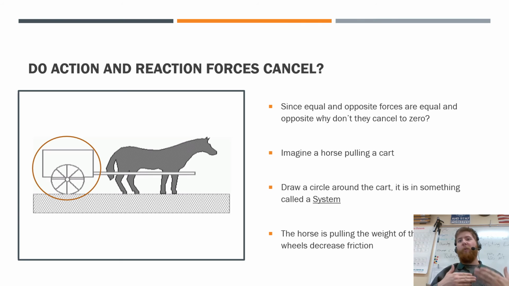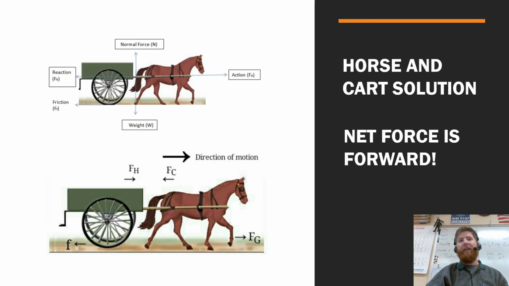This horse is pulling the weight of the cart, but the wheels decrease the friction. So even though it's pulling back on him with equal response, it can't get as good of a grip. It's not pulling, it's pushing as hard on the earth, so the forward motion is forward. The net force is forward. So as you can see here, this force of ground is bigger than the force of friction, and that's what allows it. Because these forces are equal, the force of horse and the force of cart.